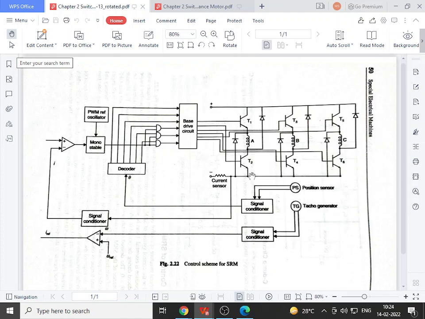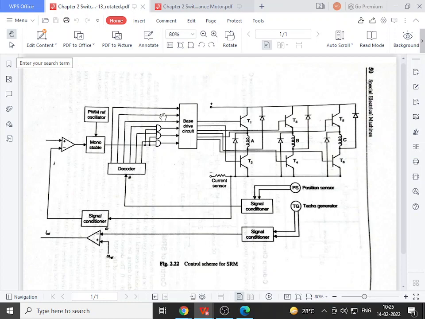So in the power converter circuit, the lower leg switches are generally controlled, that is, the turn on time is controlled using a chopping frequency or stepping frequency. For that purpose it is necessary to sense the speed of the SRM, and to sense that speed we use one tacho generator. I think you are getting this part of the circuit. We learned this circuit in the previous class, and to sense the rotor position and the rotor speed, we use these two sensing devices.